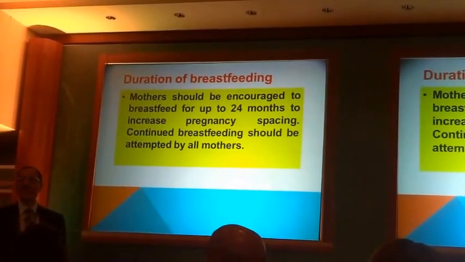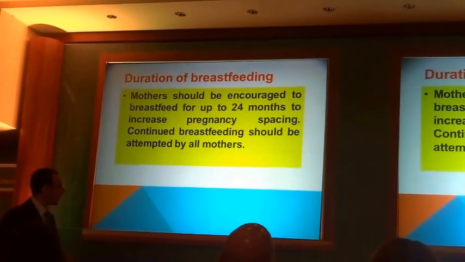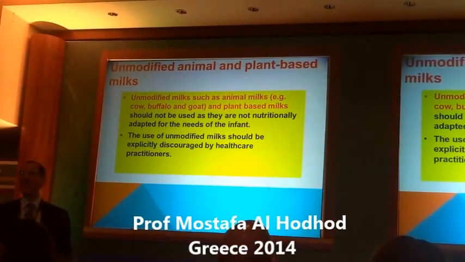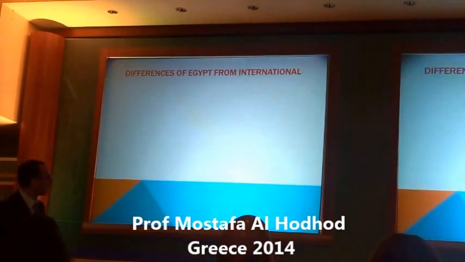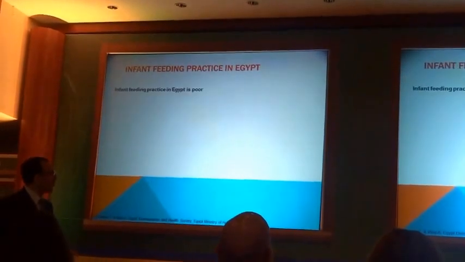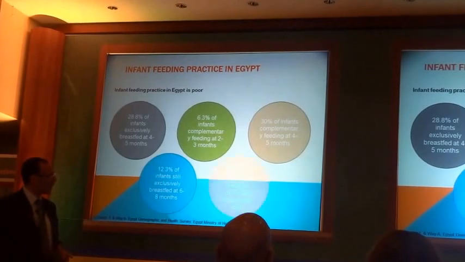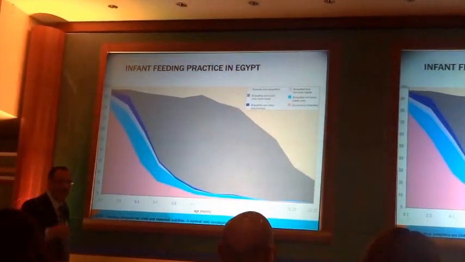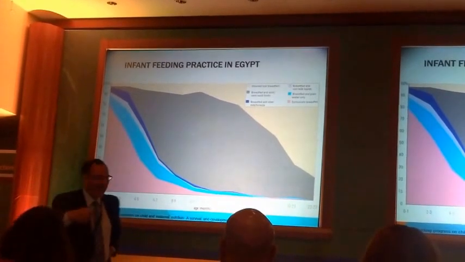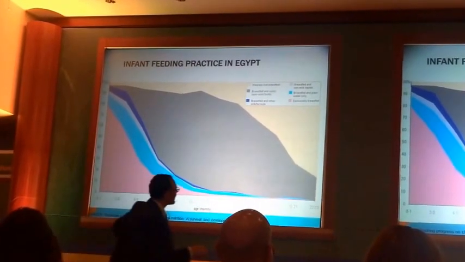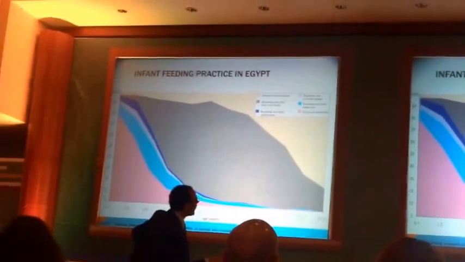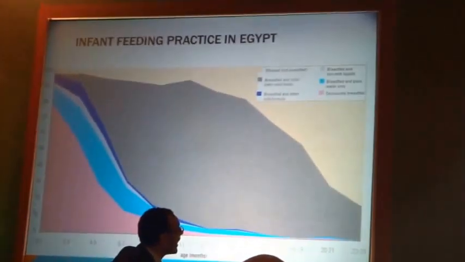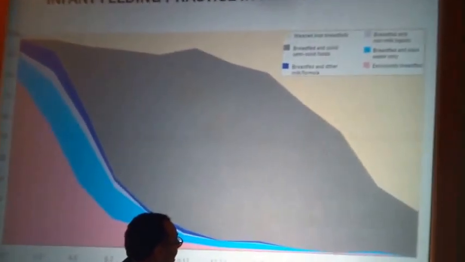Duration of breastfeeding is recommended up to 24 months by the WHO, and modified animal food is never used before the age of 12 months. So we have some Egyptian differences I'm not going to stand on, but if you look at this, this is guideline formulation. If you look at this, some of the persons started weaning before the age of 2 months. If this is breastfeeding with complementary feeding, it started very early.